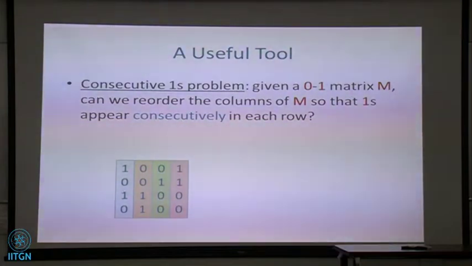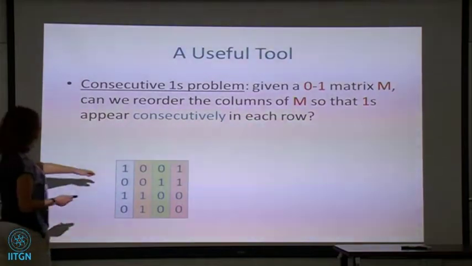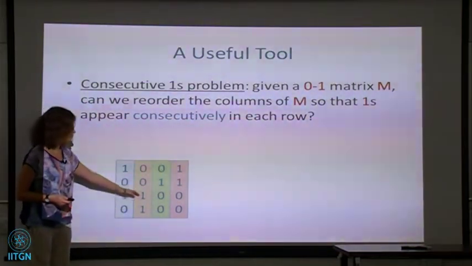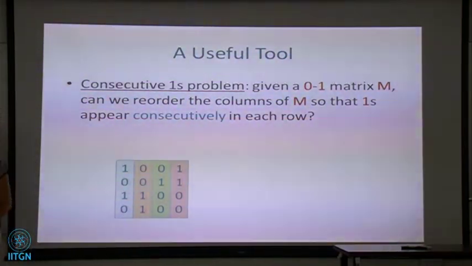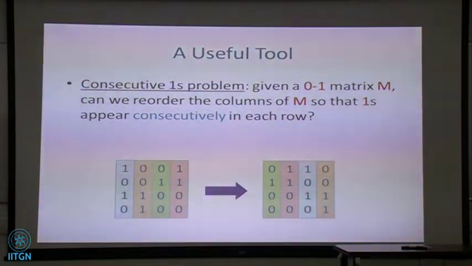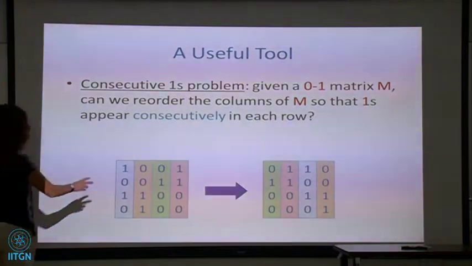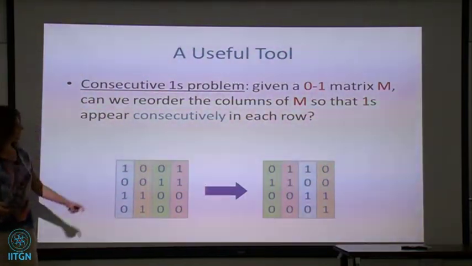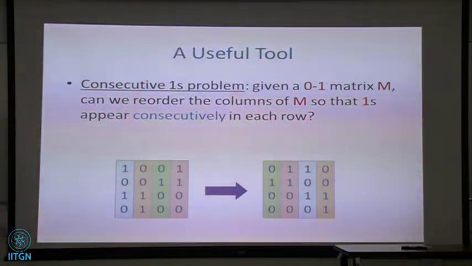For instance, here we have a matrix. Ones do not appear consecutively. So our job is to reorder the columns. If you move, for instance, the blue column to the right, that will fix those ones but break those ones. So that's not quite the solution. What we can do is this: a reordering. Move the entire blue-orange block to the right. And now it's contiguous. So this seems like a difficult task.